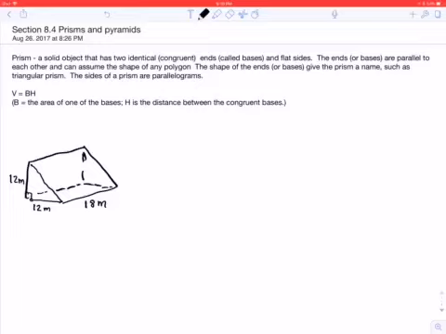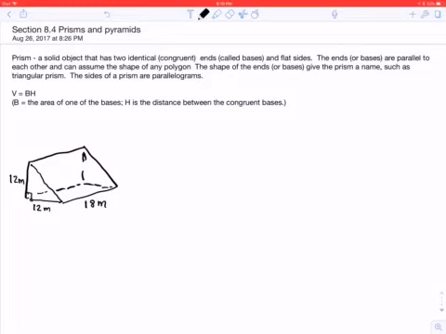A prism is a solid object that has two identical or congruent ends called bases and flat sides. The ends, or the bases, are parallel to each other and can assume the shape of any polygon. The shape of the ends, or the bases, give the prism a name, such as a triangular prism. The sides of a prism are all parallelograms.